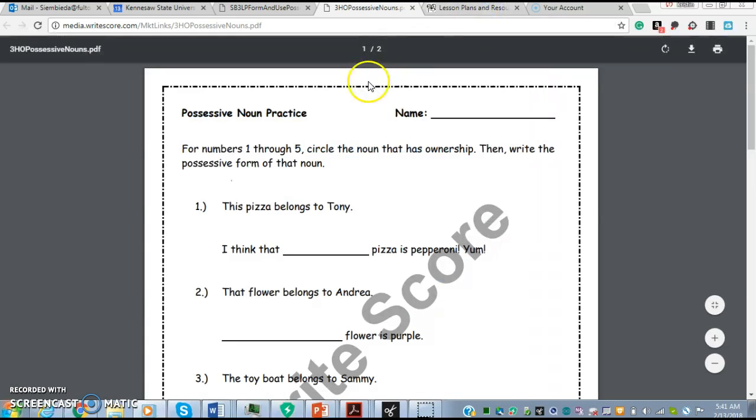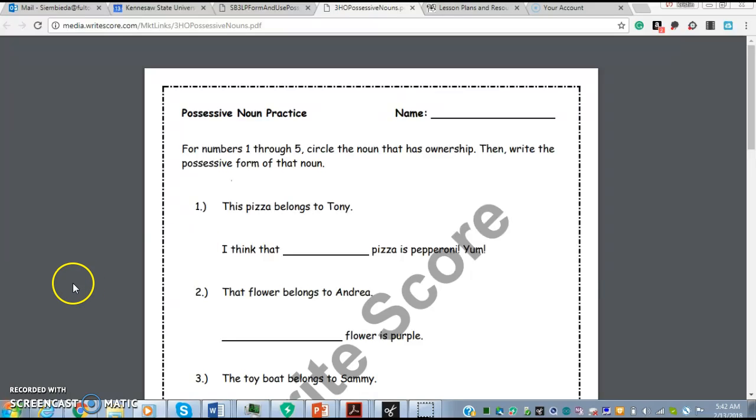So that's just an overview of how you could use screencasting to help you with your writing. Another great thing about it is that you'll have it from year to year, so you don't have to recreate them. And you can also share them with other teachers on your grade level.